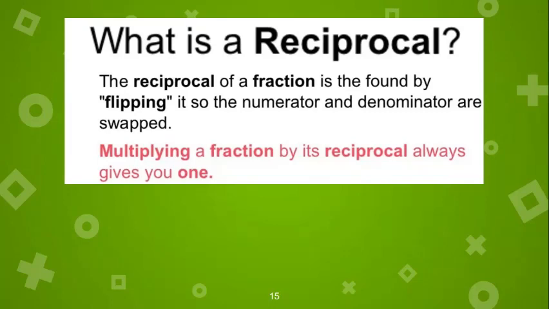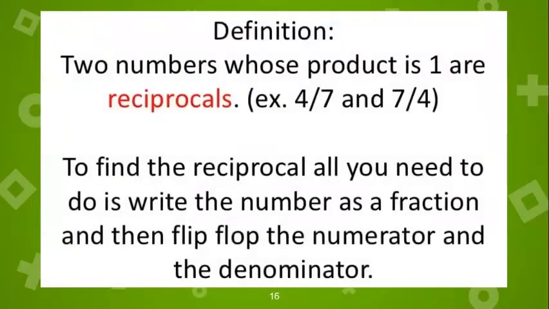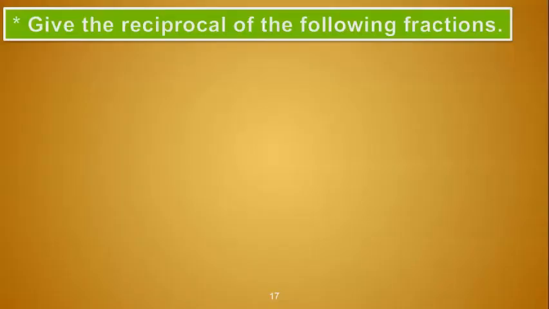Multiplying a fraction by its reciprocal always gives us 1. Two numbers whose product is 1 are reciprocals. Examples, you have 4/7 and 7/4. If you're going to multiply that, it will always give us the answer of 1. To find the reciprocal, all you need to do is write the number as a fraction and then flip-flop the numerator and the denominator. So let's have some drill.